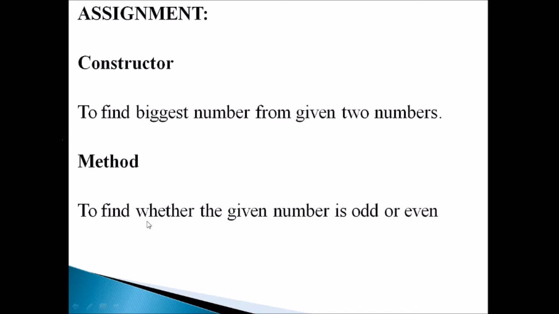The main should have the source code only to create an object and then to call the method. While you create the object, you have to pass the values for the constructor, and the method you have to call individually using the object. Is this clear? Try this assignment. I'll meet you in the next class. Thank you.